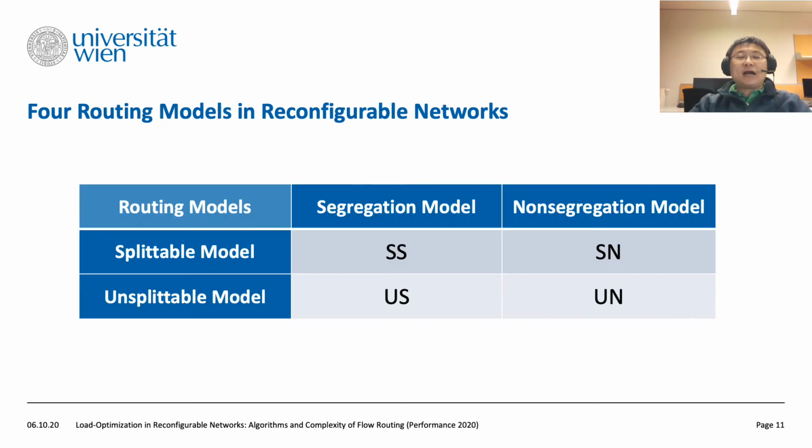Now, by combining the routing models we introduced just now, we obtain four routing models in reconfigurable networks. We list them in the table. For example, the splittable and segregated model is abbreviated as SS. We will discuss these four routing models in our problems later.